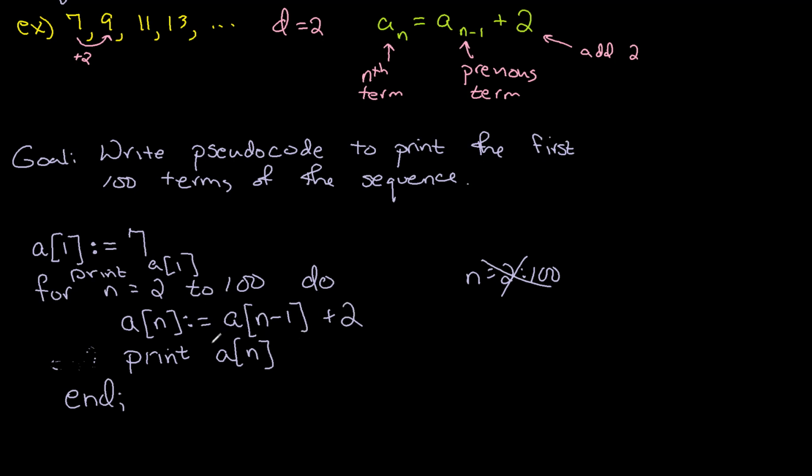And I'm going to keep cranking through this loop, n equals 3, n equals 4, etc. And I'm going to do all those commands as n marches from 2 all the way up through 100. And once I hit n equals 100, I will exit the loop. And that's where the end statement is.